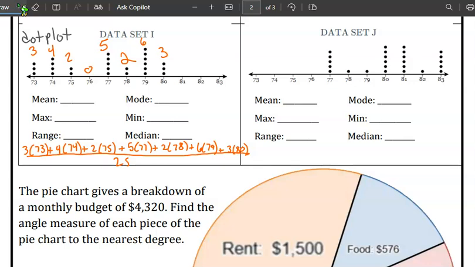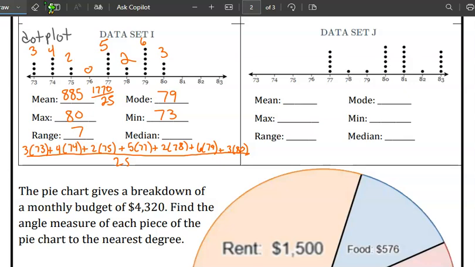We get 1,770 and then divide by 25. And that will give us 885. The most common value in this case is 79. Our biggest value is 80. Our smallest value is 73. Our range would be 80 minus 73, 7.